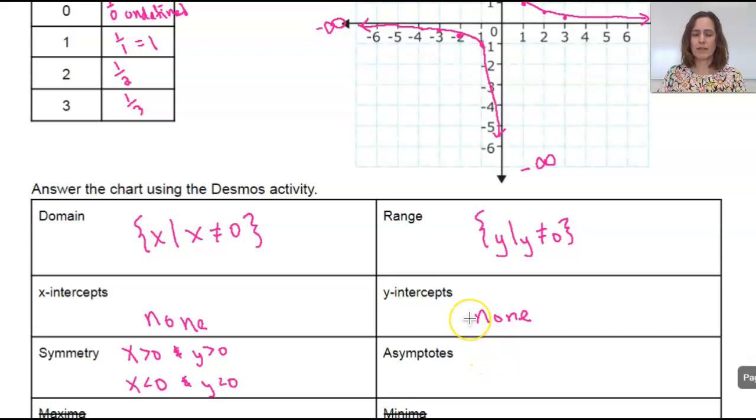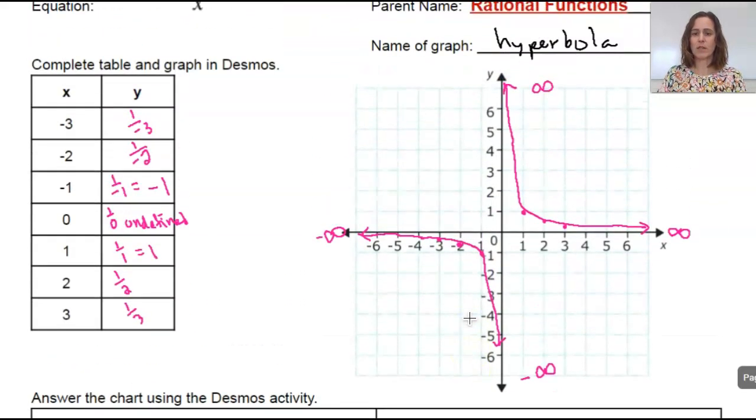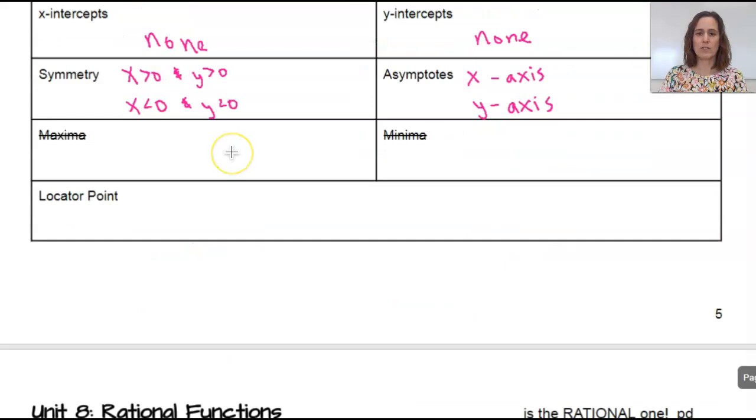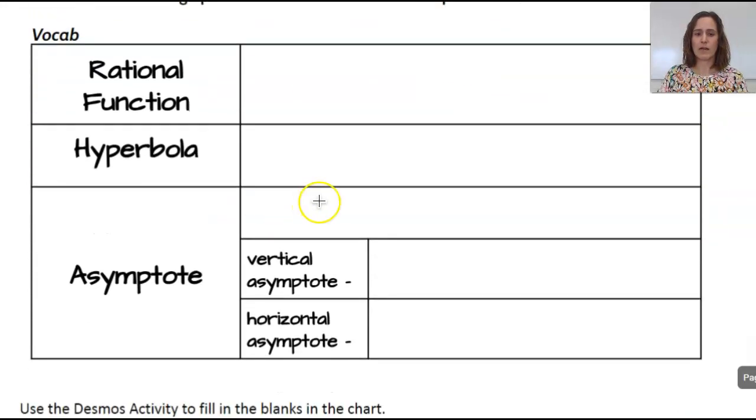We mentioned already that the graph has two asymptotes. The asymptotes are the x-axis and the y-axis. There is no max or min, but the locator points are at (1, 1) and (-1, -1). Next thing we're going to take a look at are just some vocab that we started using, but we're going to specify in words.